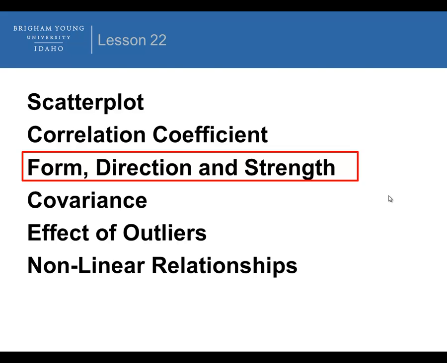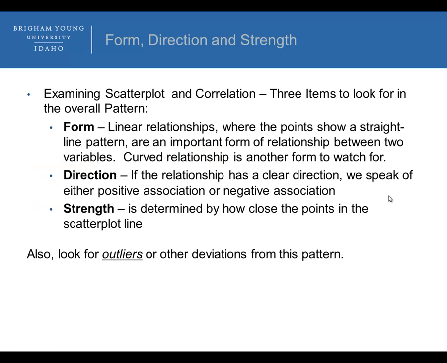Okay. So when we put it all together, form, direction, and strength, we can use scatter plots as well as the correlation coefficient. So examining a scatter plot and correlation, there are three items to look for. Form: we primarily look for linear relationships, where the points show a straight line pattern, an important form of relationship between two variables. Curved relationships are another form to watch for, but for this course we're primarily interested in linear relationships. The direction: we speak of either a positive association or a negative association. And strength is determined by how close the points are to a line. And we also look for outliers and other deviations from the pattern.